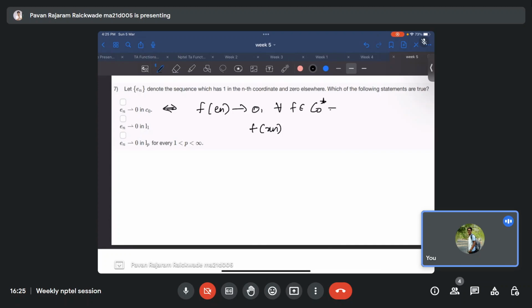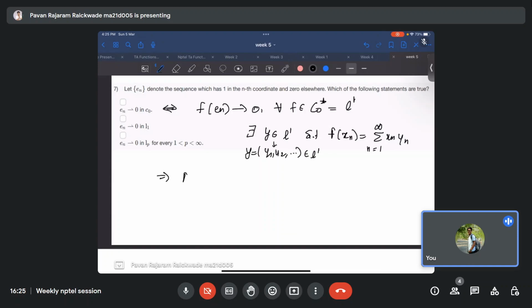And what is c0 star? c0 star is L1, you know, right? That means for every f belonging to c0 star, there exists some y belonging to L1 such that f at x equals the summation of xn yn, going from 1 to infinity, where y is (yn). This belongs to L1.